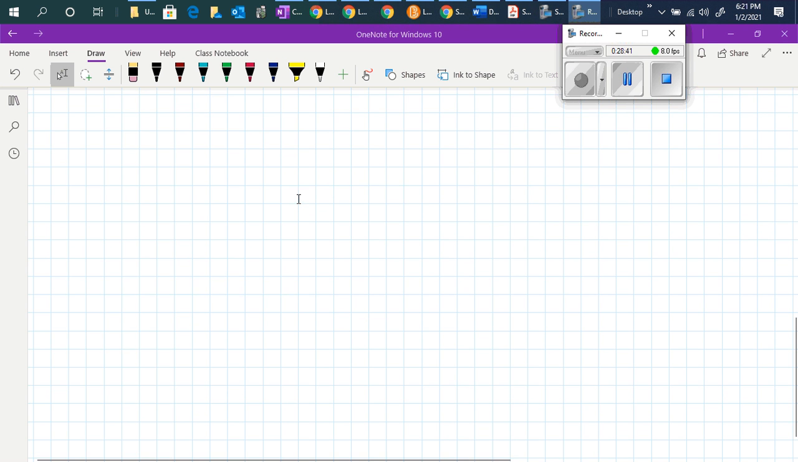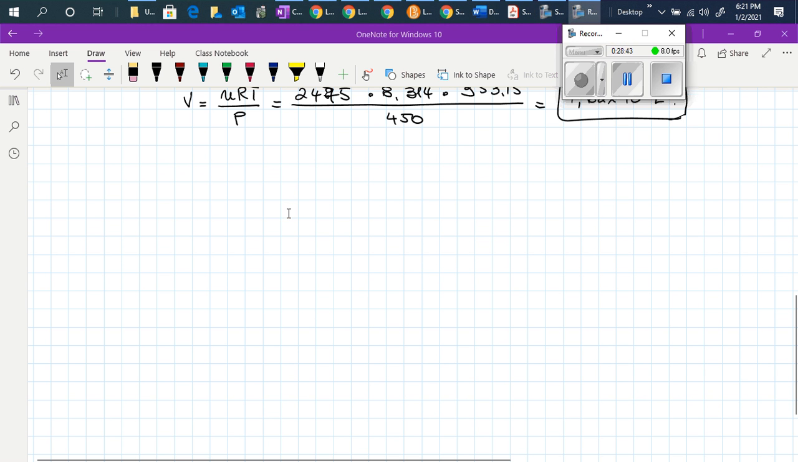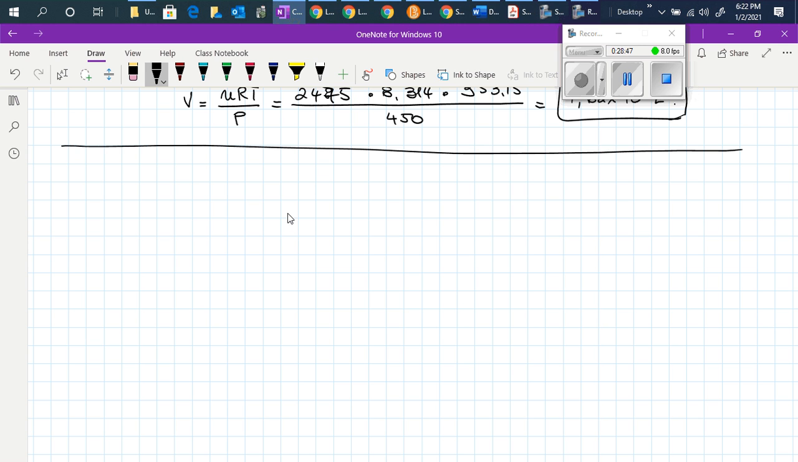So I will start with writing a balanced chemical reaction. CH4 plus 2O2 will give us, so we are assuming here that it is a full combustion, so carbon dioxide and water is produced.